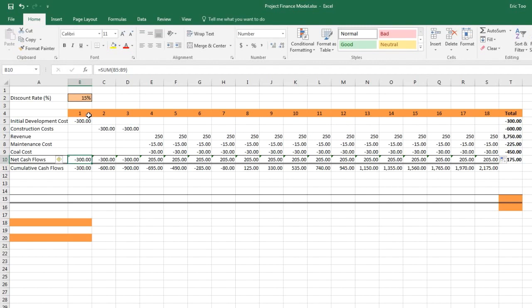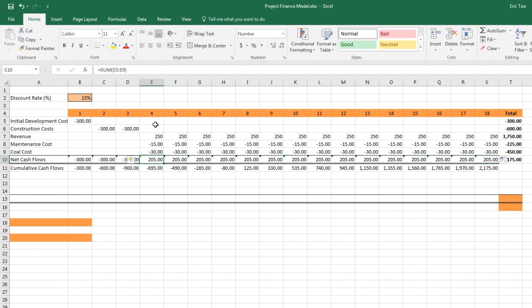So if you look at the net cash flow for each year, in year 1, it costs us 300 million, but there is nothing else. So if we add this column up using sum of B5 to B9, it should give the total cash flow in that year. So what you can do then is to copy that formula across to each year until year 18.